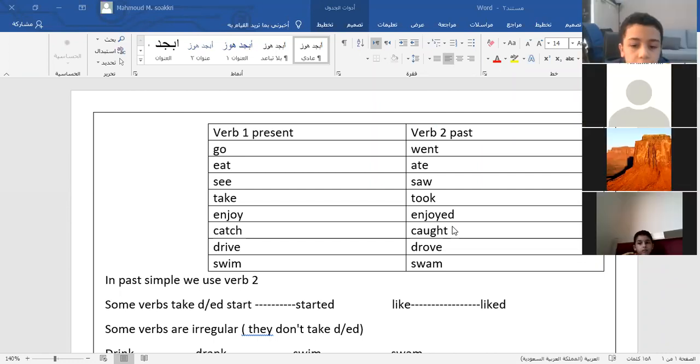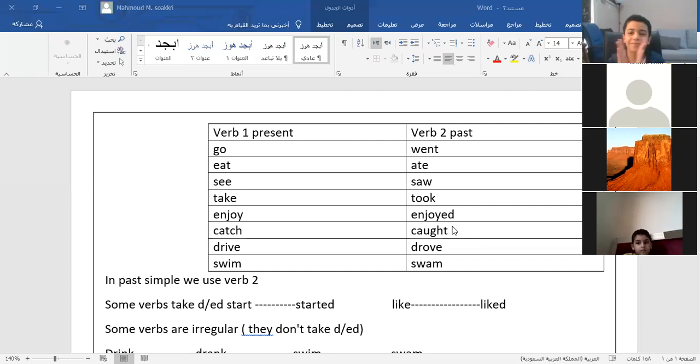In past simple, we use verb one like go, eat, drink, speak, sleep, buy, study, or verb two like went, studied, worked. Verb two. Thank you.